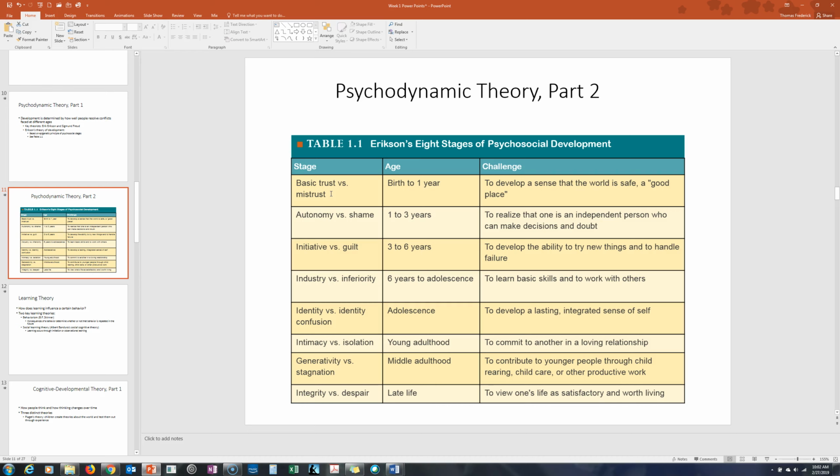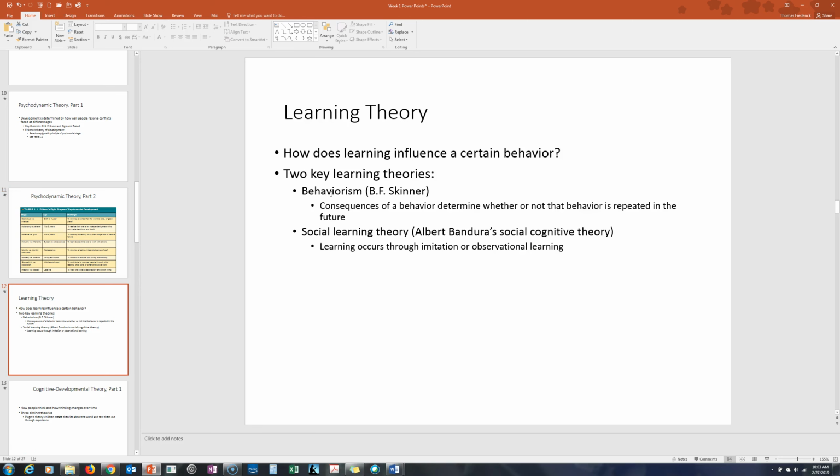Just know that this framework, this heuristic, is really important, and it has had a humongous influence on psychology, not just developmental psychology, but psychology in general, personality development, things like that.